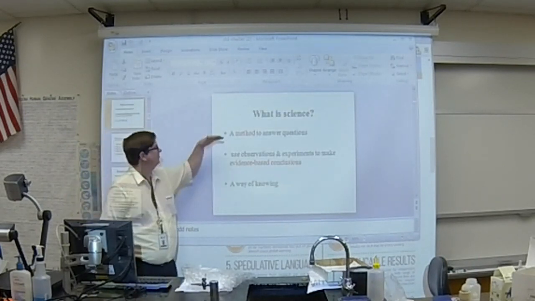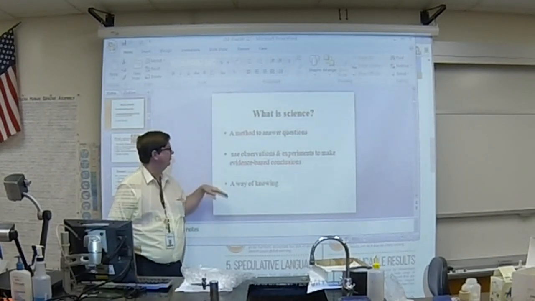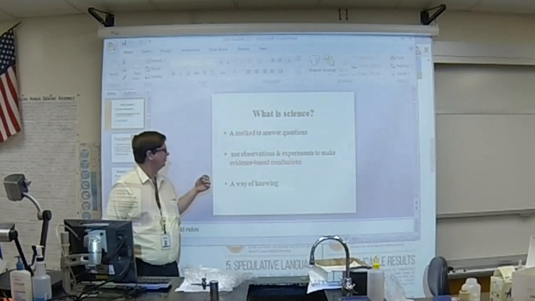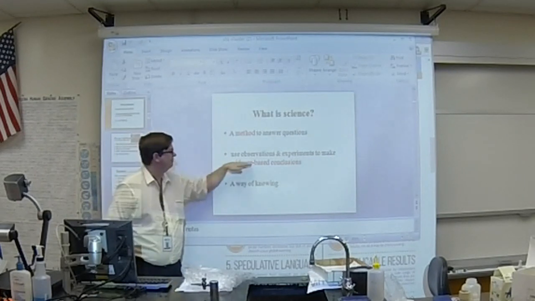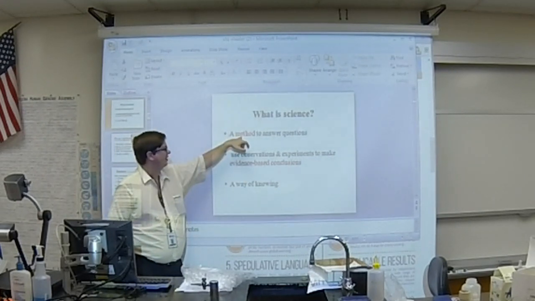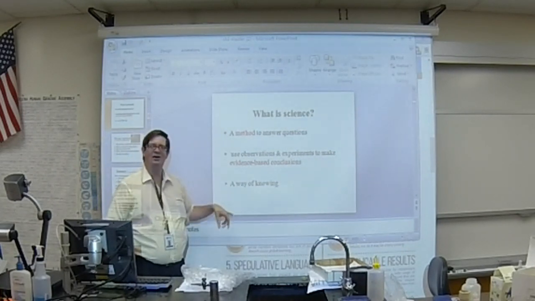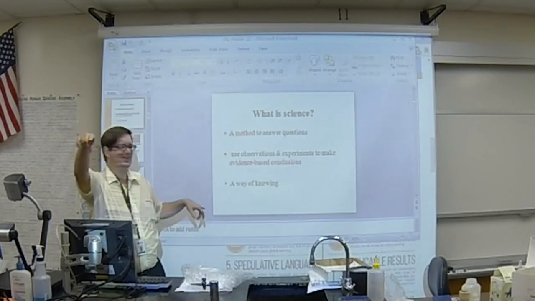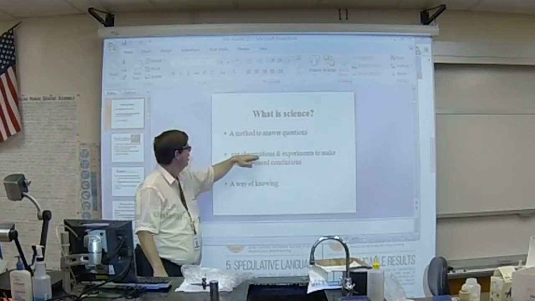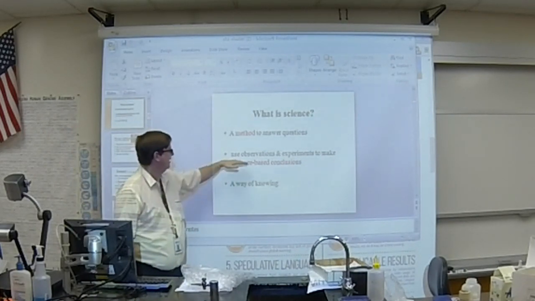So what is science? Science is a method to answer questions, and we're making observations, experiments that allow us to make evidence-based conclusions. The fact that science is a process or a method is in red. What does that mean? It's going to be on the test. It'll be on the test. Okay. What was your answer, right, Sean? I said write it down. Yeah, write it down. That's a good way to put it too. Use observations and experiments to make evidence-based conclusions.